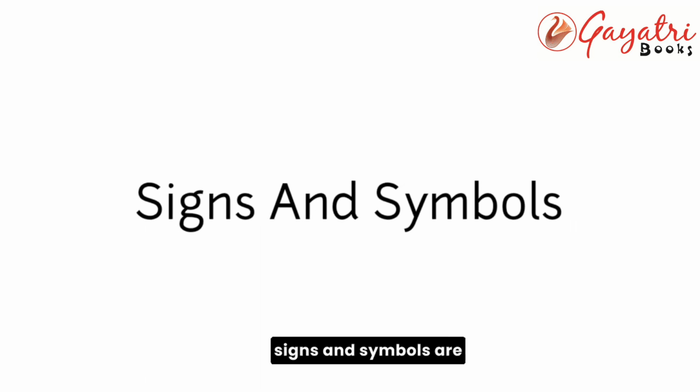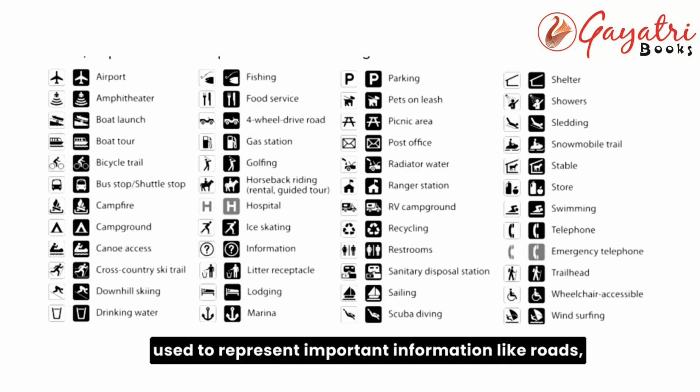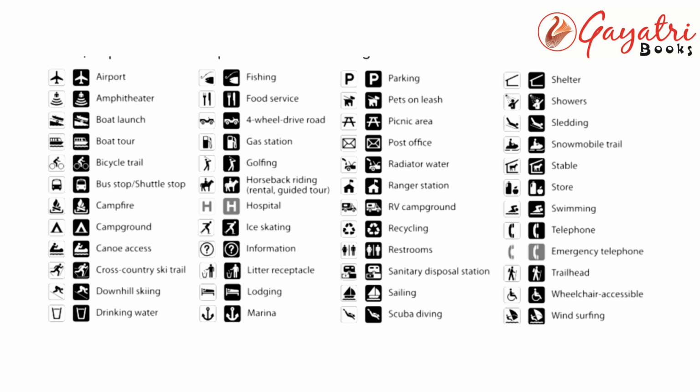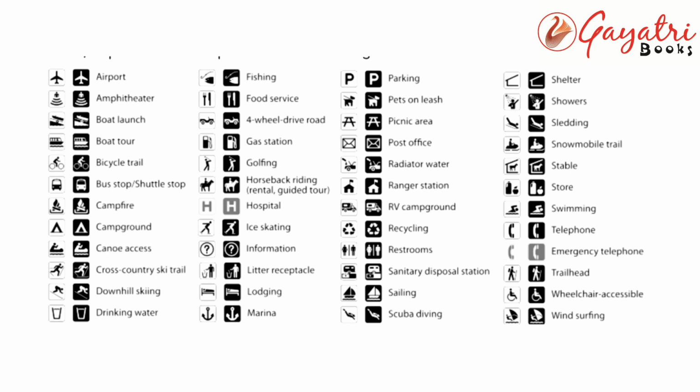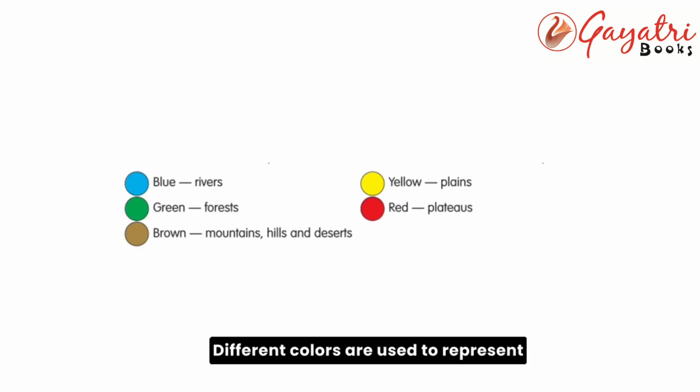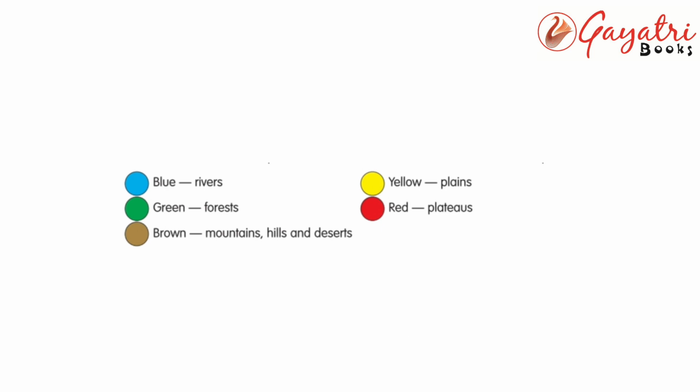Signs and symbols. Signs and symbols are used to represent important information like roads, rivers, bridges, canals, airports, and so on, on maps. Some of them are given in the table below. Different colors are used to represent different landforms and water bodies on maps.